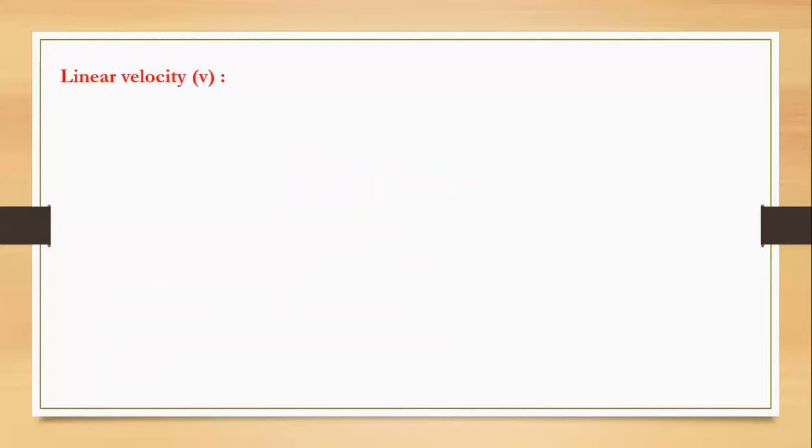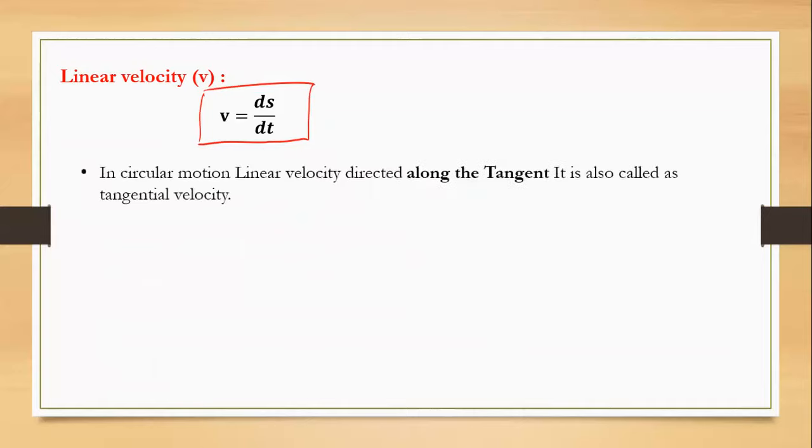Now after that, linear velocity. You know that the rate of change of linear displacement is the linear velocity. Unit is meter per second. In circular motion, linear velocity is directed along the tangent, so it is also called tangential velocity, that you remember. Tangential velocity and linear velocity are the same here.